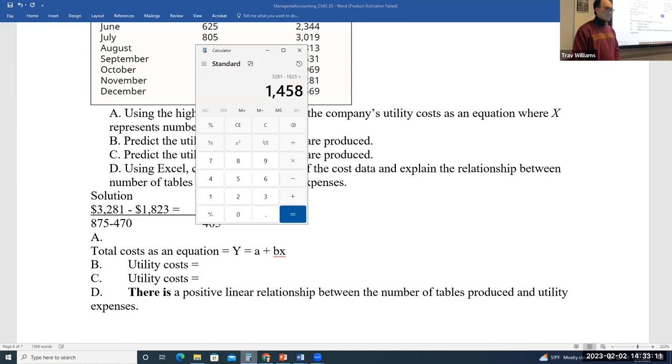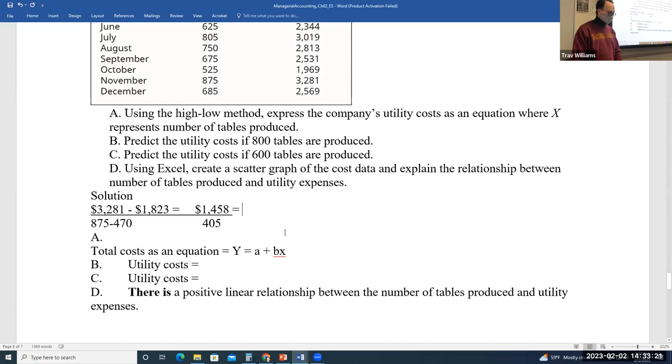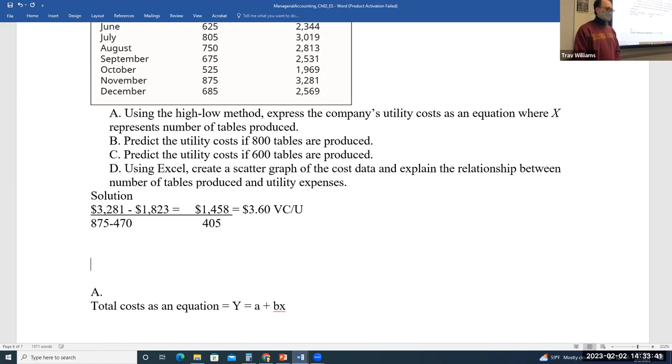All right, so 1,458, that's the difference in cost, divided by 405, the difference in production. We get 3.6, which means what? $3.60, right, is our variable cost per unit. Okay, questions? So what do we do next? Okay, we need to figure out the fixed costs, right? So how do we do that?